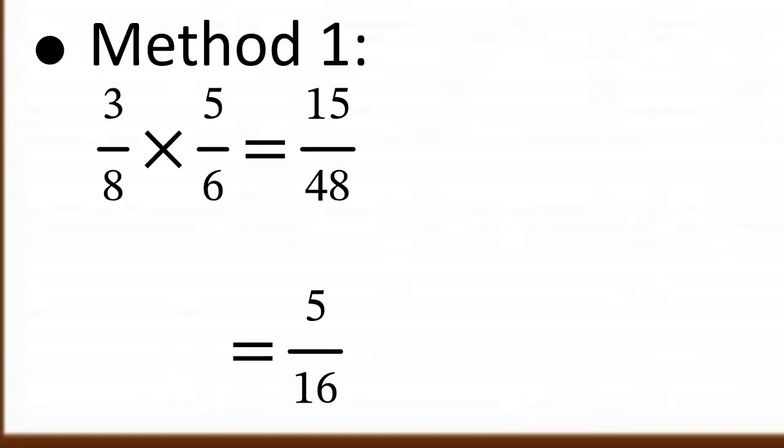So 3 times 5 is equal to 15. Then 8 times 6 is 48. So we have 15 over 48. Then the simplest form of this given fraction is 5 over 16.